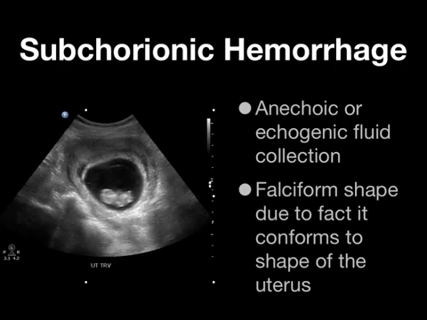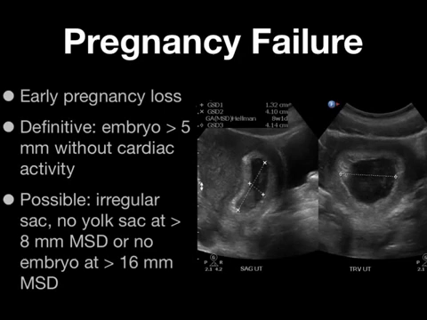around the gestational sac. As opposed to using terms like blighted ovum or anembryonic pregnancy, I prefer using terms such as definitive pregnancy failure or possible pregnancy failure, definitive intrauterine pregnancy, possible intrauterine pregnancy, definitive ectopic, possible ectopic.